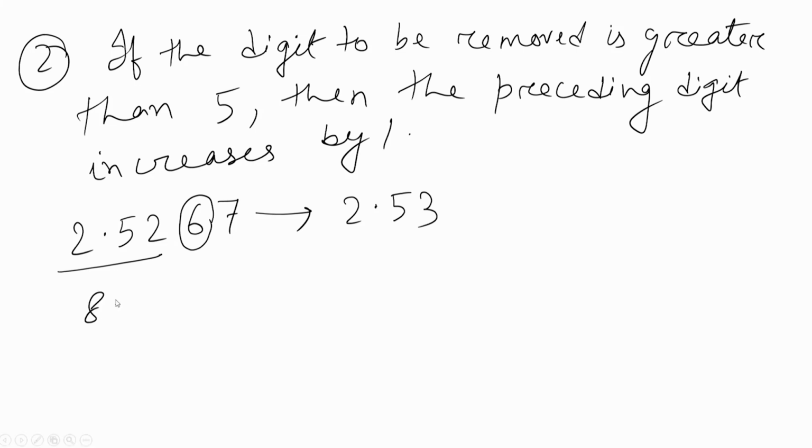Suppose we have 8.72. We want this up to only the integer place. We have to remove 7. 7 is greater than 5. So we will increase 8 by 1. So we can write 8.72 as 9.